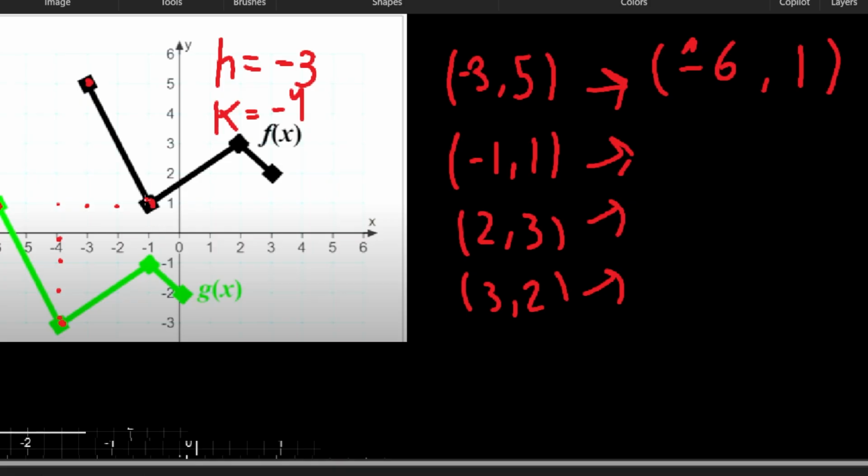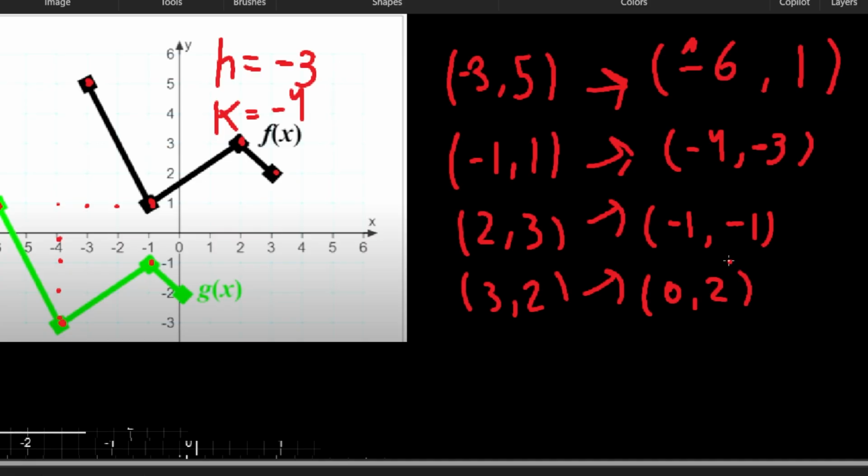Negative 1, 1 went to negative 4, negative 3, which fits the h and k values we've made. 2, 3 goes to negative 1, negative 1. 3, 2 goes to 0, negative 2, which fits our mapping notation k and h values.